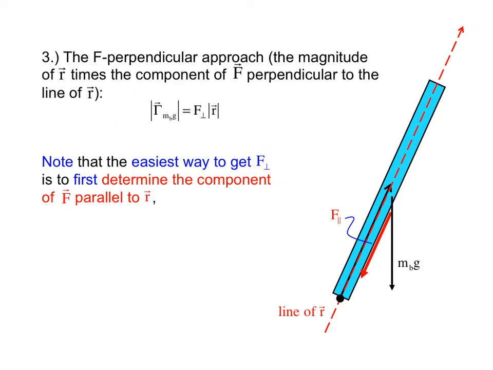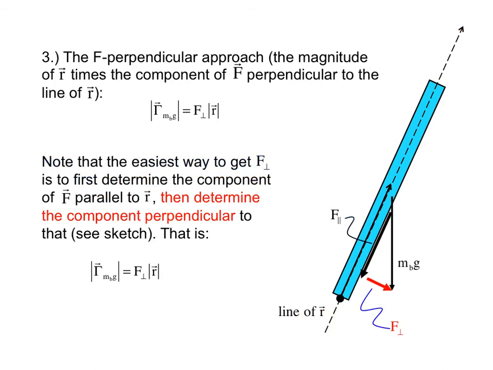In other words, what's the component of mg that's parallel to the line of R? And so there it is. Once you have that, you simply draw a perpendicular to that vector. Perpendicular to that vector is going to identify what F perpendicular is. And once you have that visualized, once again, you can use the geometry to figure out what that is in terms of mg and any angles you happen to know in the system. So if you do all of that, you come up with an expression for what F perpendicular is.